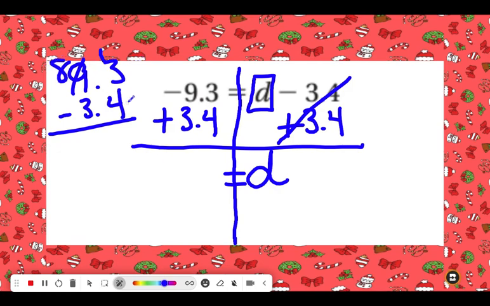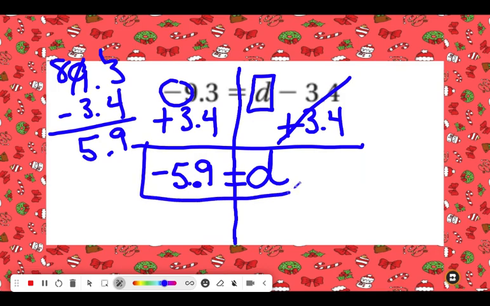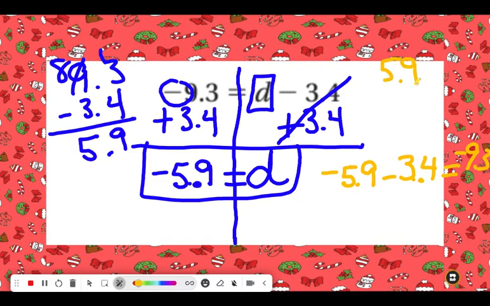Regroup. 9, 8 minus 3 is 5. And remember, there's more negatives, so it's -5 9/10 equals d. So now when I substitute in, I'm substituting in -5.9 minus 3.4. Does that equal -9.3? So let's see, I would add 5.9 and 3.4. 13, carry the 1, 6, 7, 8, 9, negative 9.3, check.